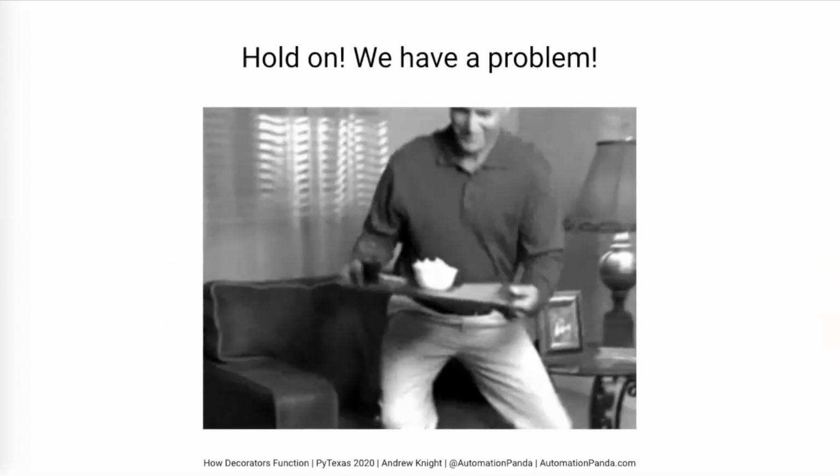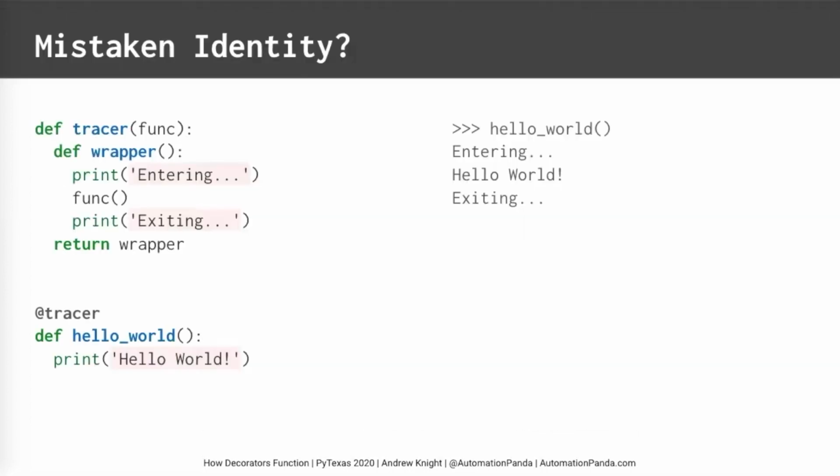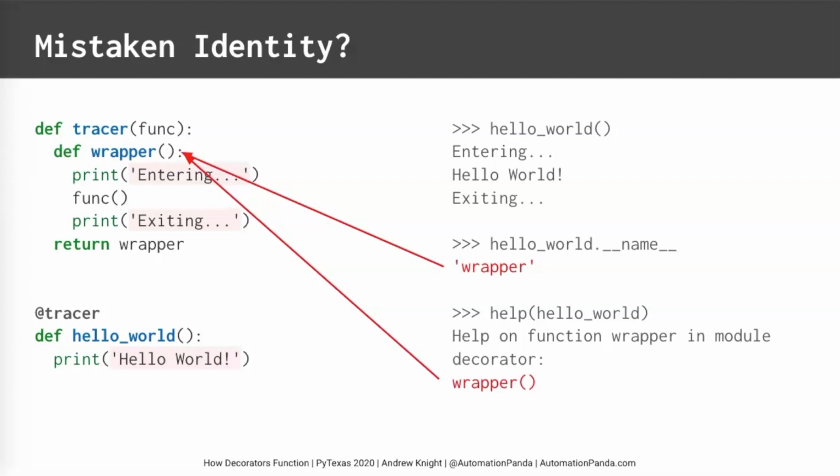Hold on now. I think we have a problem in that Python code. If the wrapper function effectively replaces hello world, then what identity does hello world report? Unfortunately, its name is wrapper, and its help is also wrapper. That's not right.